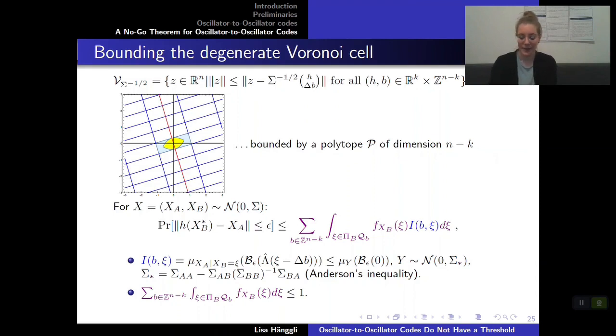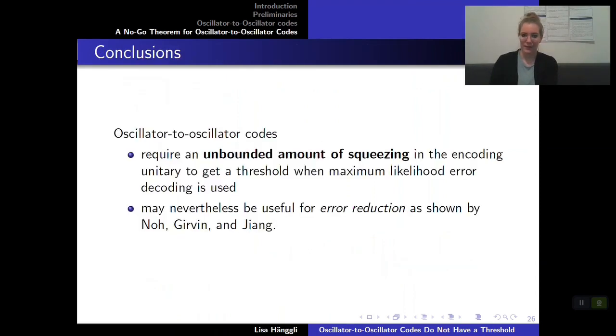Okay, so as a conclusion, oscillator-to-oscillator codes require an unbounded amount of squeezing in the encoding unitary to get a threshold when maximum likelihood error decoding is used, but they may nevertheless be useful for error reduction, as shown by Noh, Girvin, and Jiang.